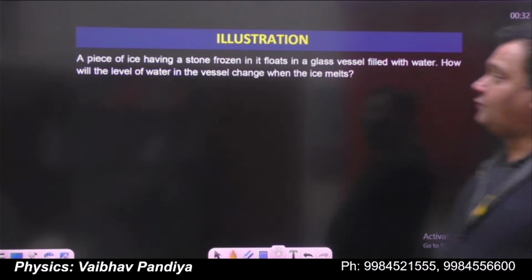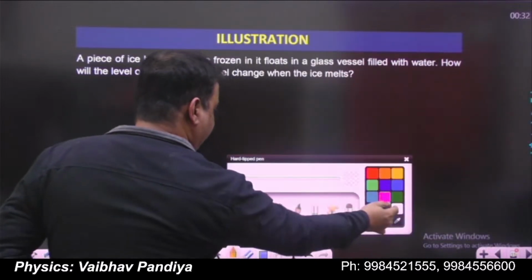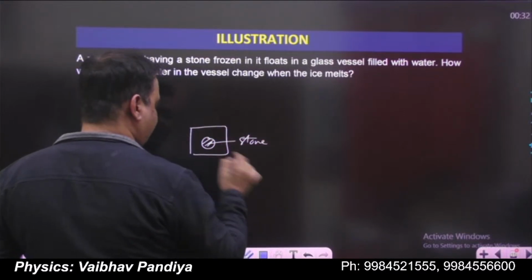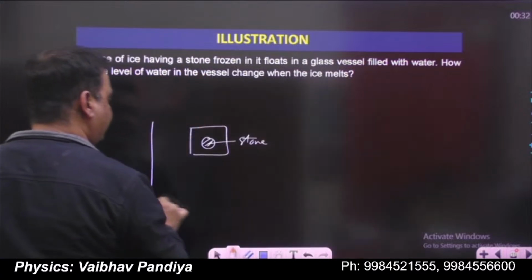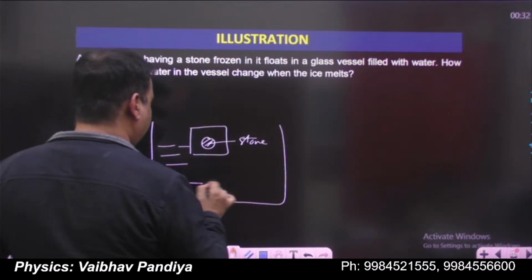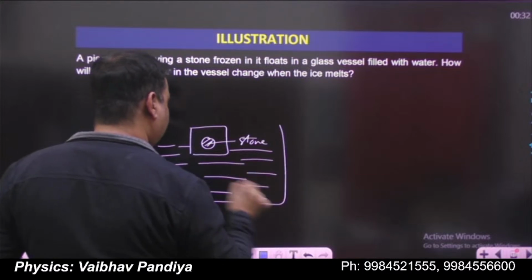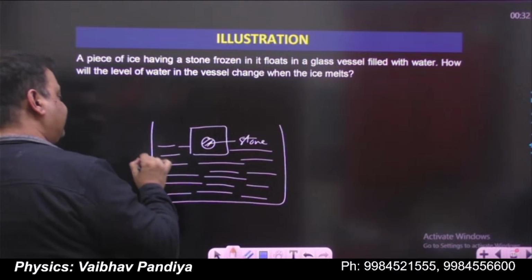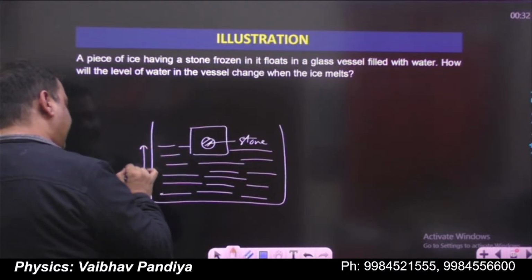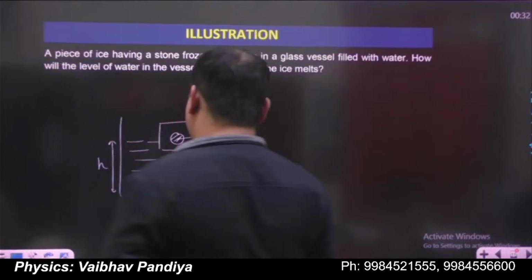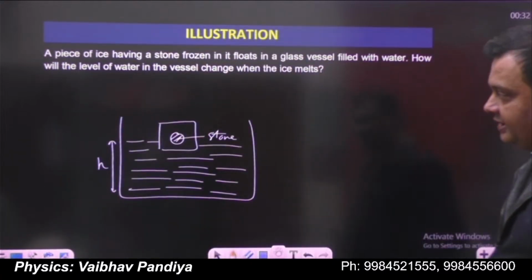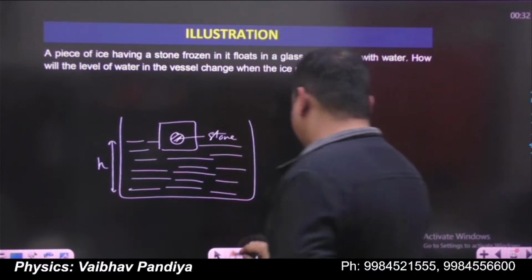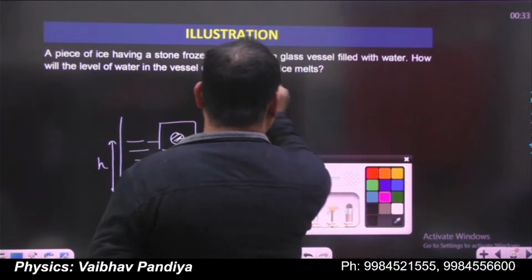Now suppose we have a piece of ice and a stone is frozen in that piece. Suppose we have this piece and there is a stone. Okay. And this is floating in the liquid. How will the level of water in the vessel change when the ice melts? So see, this level is say H, and we have to analyze mathematically how this level H will change when the ice melts. When the ice melts, the stone will still be present. Correct?